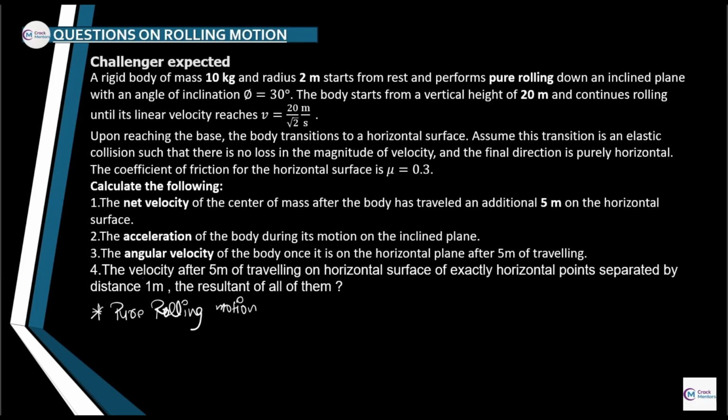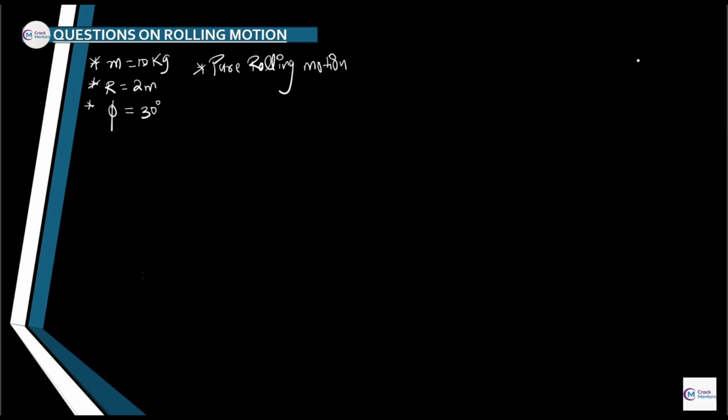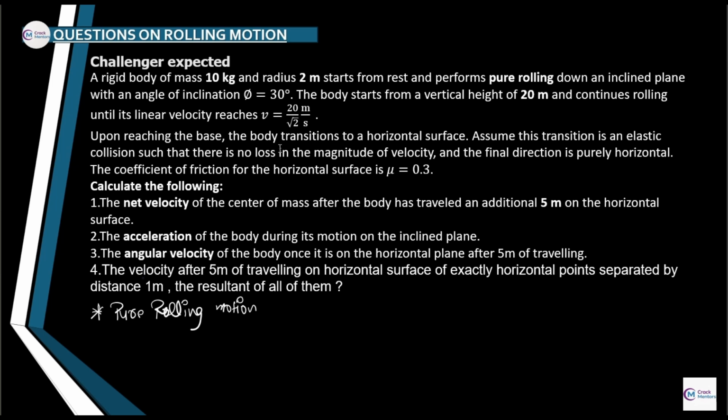And more other things are also mentioned. It is pure rolling motion, as we can see. The body starts from a vertical height of 20 meter. Here we have height, which is 20 meter. And the final velocity when it reaches the bottom of the ground is mentioned as 20 upon root 2 meter per second. This is the thing that is mentioned to us.